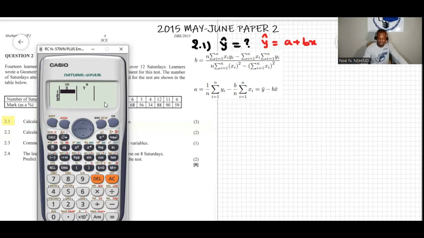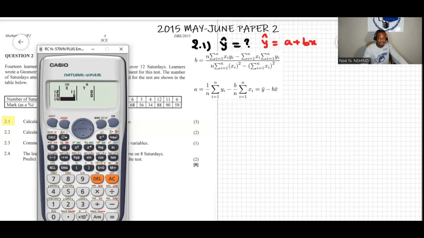Now let's start entering the values. I want to enter 12 for the first entry, and then press equal to make it valid in the column, and then I will press the next number. It's 11, equal, 10, equal, 10, equal, 9, equal, 9, equal, 7, equal, 6, equal, 5, equal, 4, equal, 12, equal, 11, equal, 6, equal.